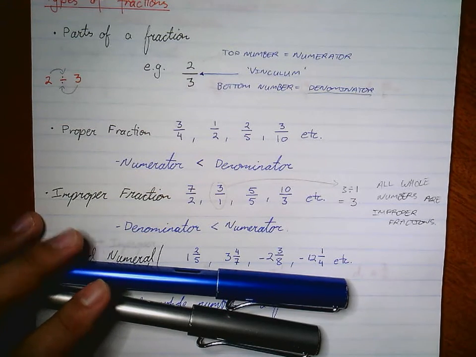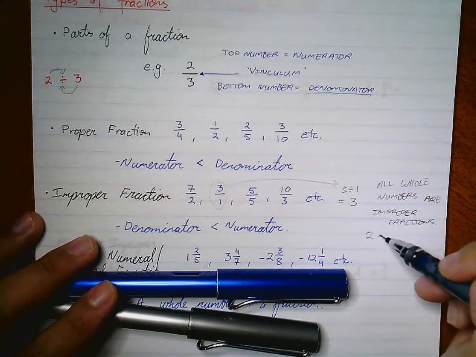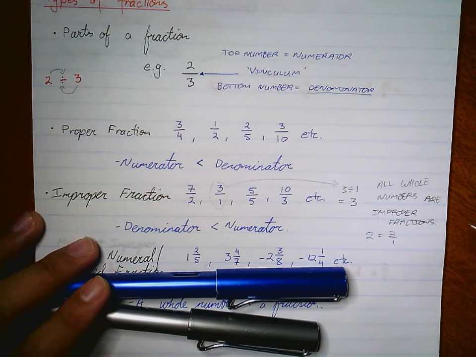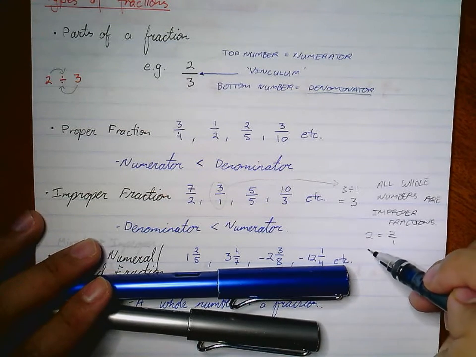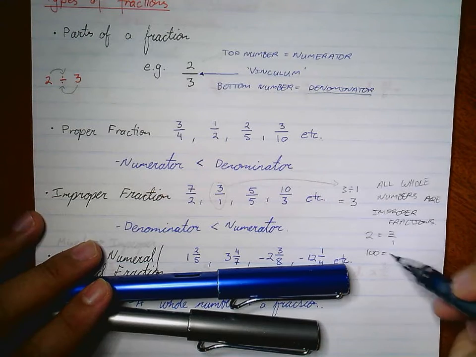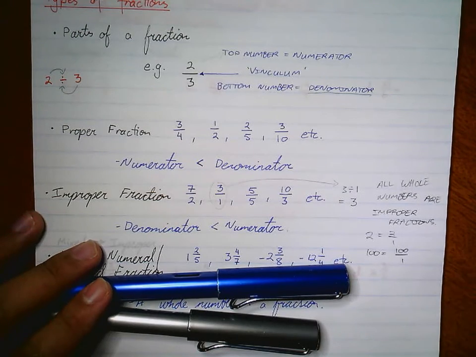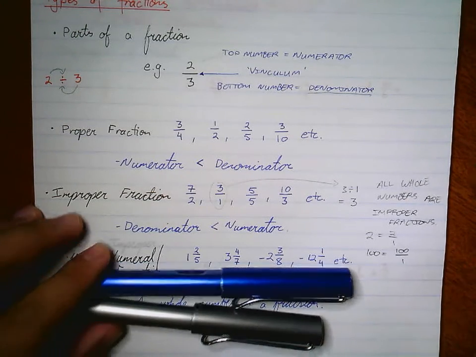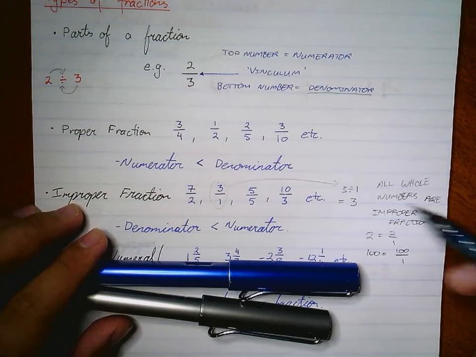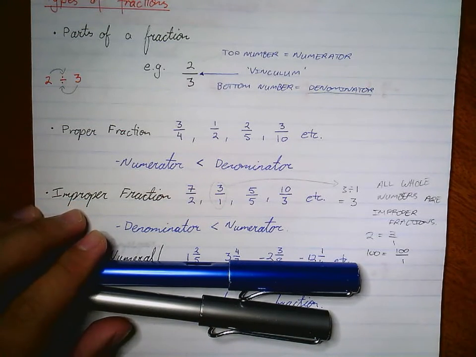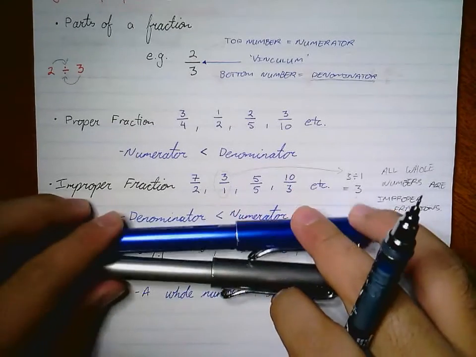So any whole number that you have, so the 2 is actually 2 over 1. It's still a fraction. If we have the number 100, it's just 100 over 1. It's still a fraction. Okay, so all whole numbers are improper fractions. Okay, let's keep moving on.